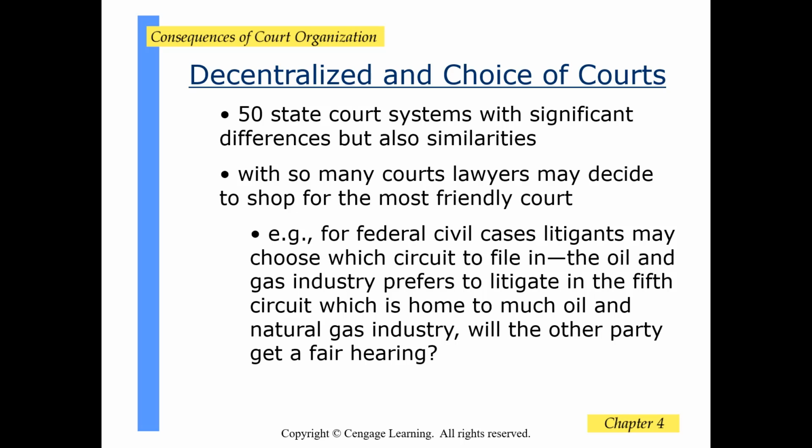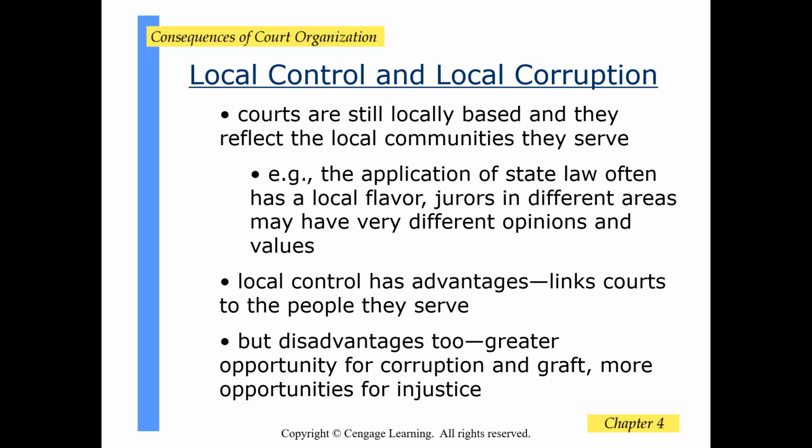What are the consequences of court organization? 50 state court systems with significant differences but also similarities means that there are so many court lawyers that there may be decisions made to shop for the most friendly court. Local control and local corruption of courts is still locally based, and they reflect the local communities they serve. Local control has advantages. It links courts to the people they serve. But there are disadvantages too: greater opportunity for corruption and graft, more opportunities for injustice.